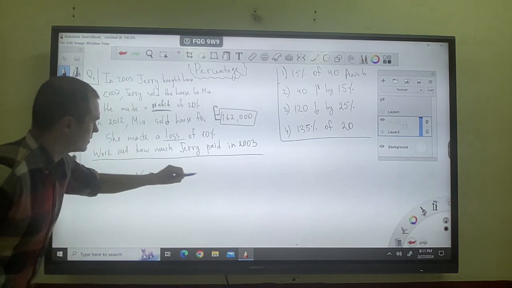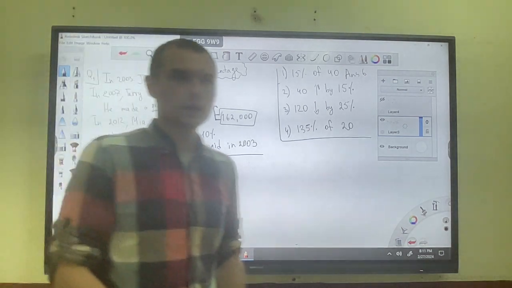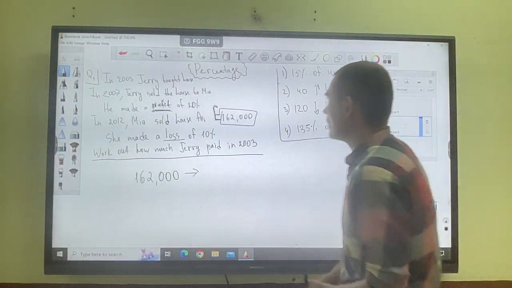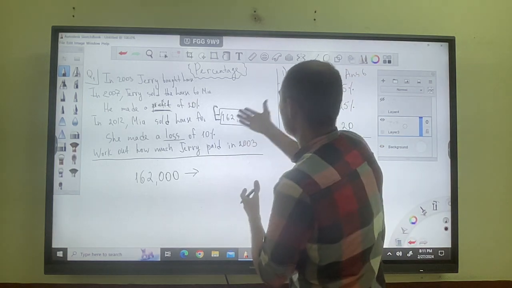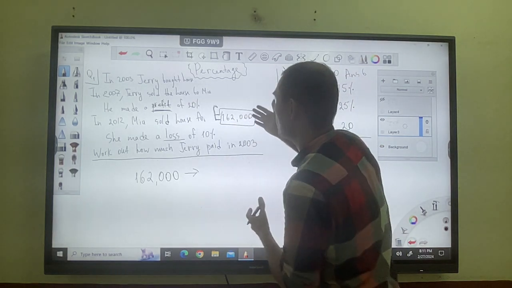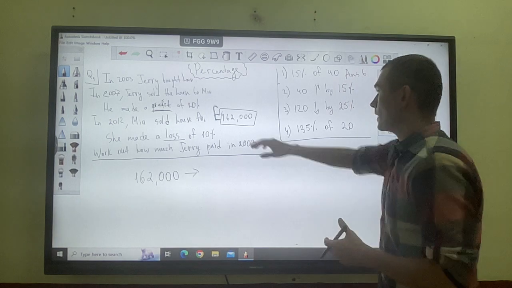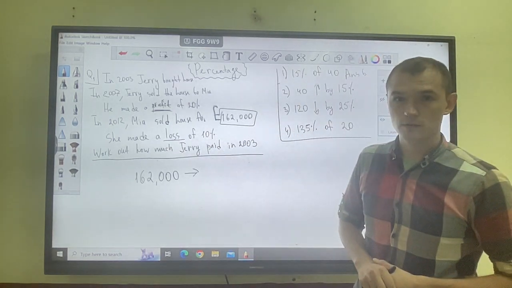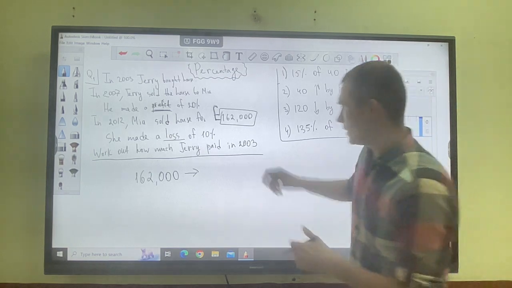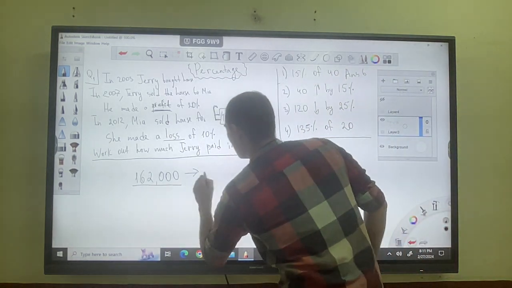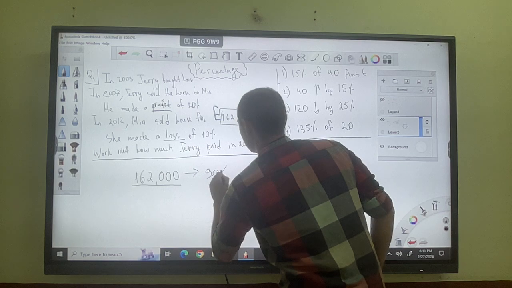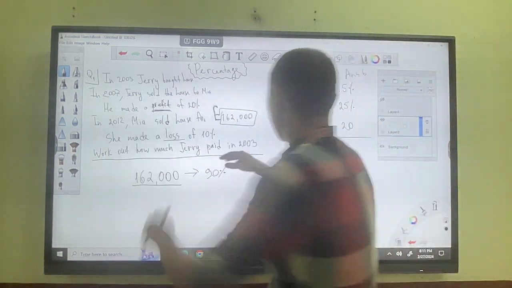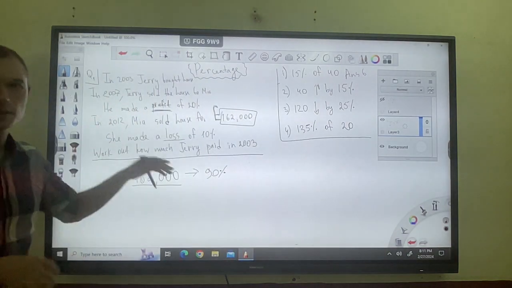What is this? How may we call that? How may we notate that? What is the amount? What carried this amount of money by itself? She made a loss of 10%, which means this amount of money is only 90%. It's really important to understand that this amount of money is only 90%.